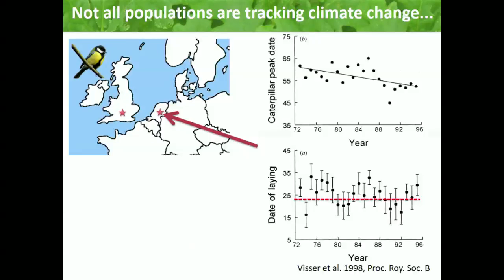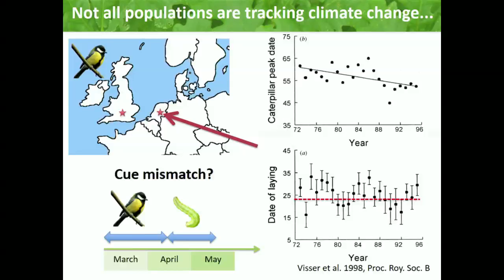So what's causing this different response in the Dutch great tits? Well, a likely explanation is the fact that climate change is not actually consistent across the whole of spring in the Netherlands.